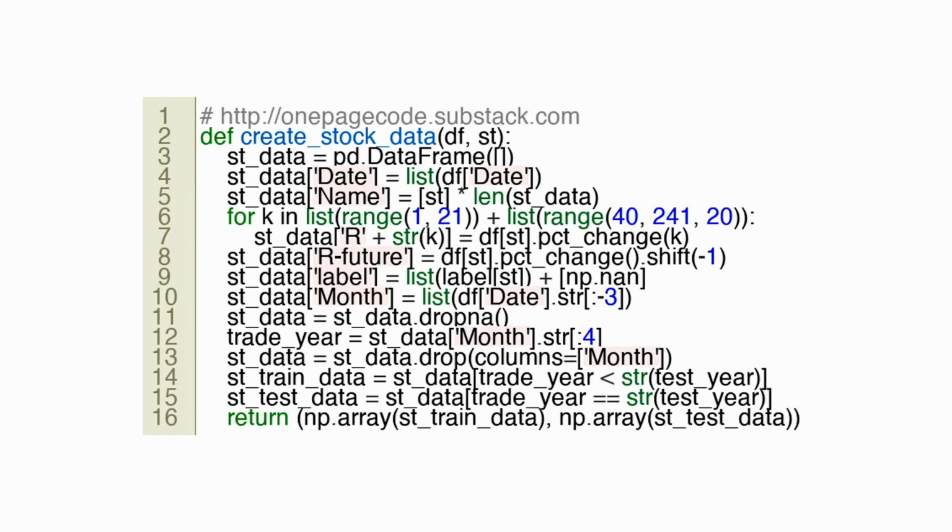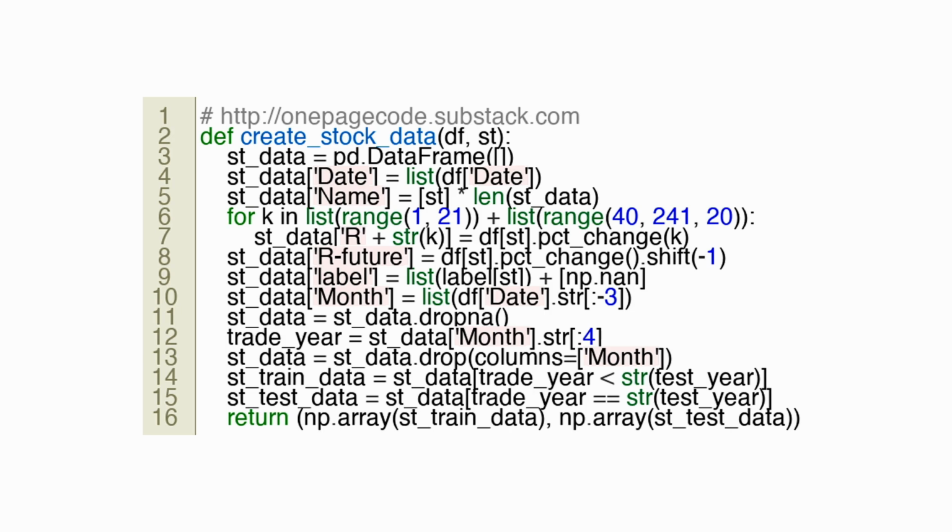This code creates stock data by taking in a data frame and the stock's name as parameters. It then creates an empty data frame called stData and adds two columns, one for the date and one for the stock's name. It then loops through a list of numbers and adds columns for each number, representing the percent change in the stock's price over a certain time frame, either 1 day or 20 days. It also adds a column for the percent change in the stock's price over the next day.